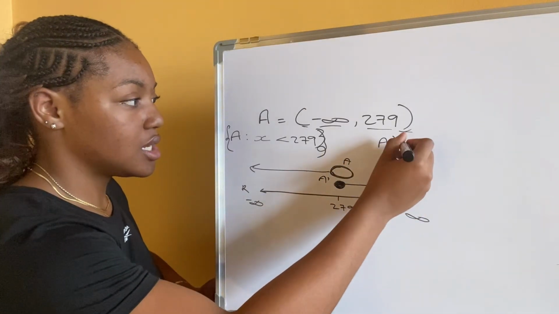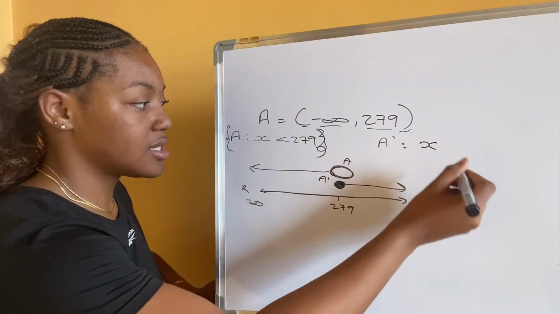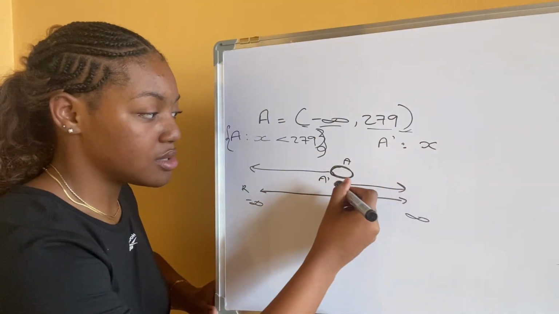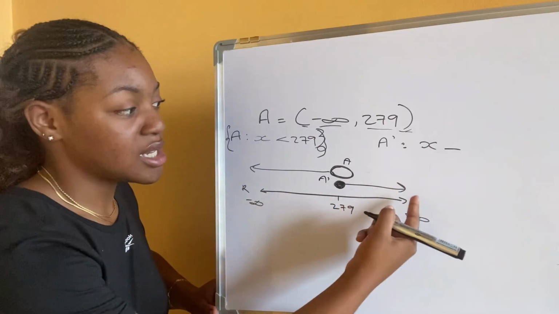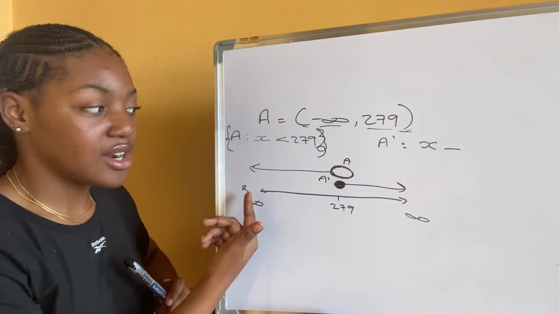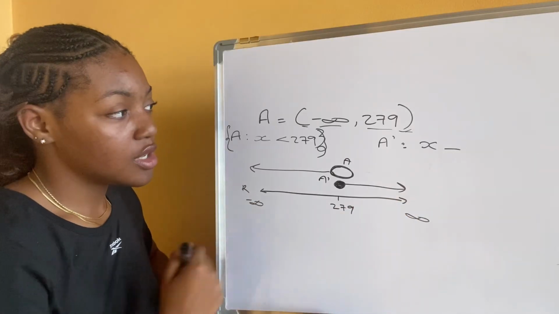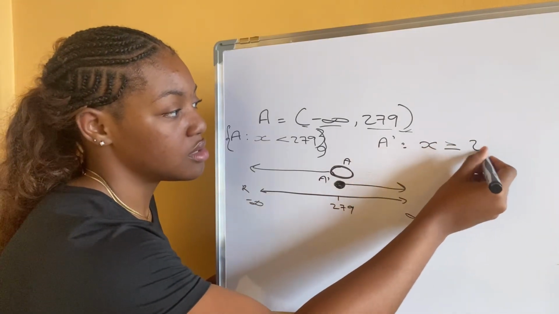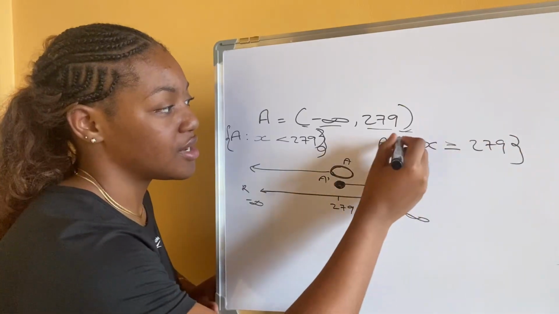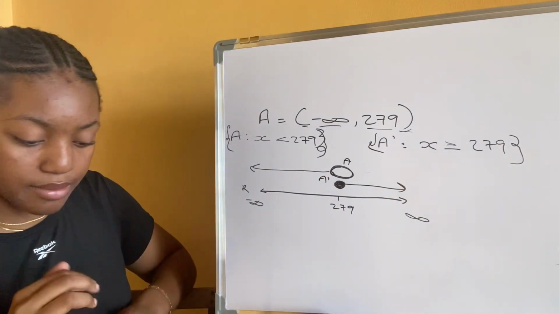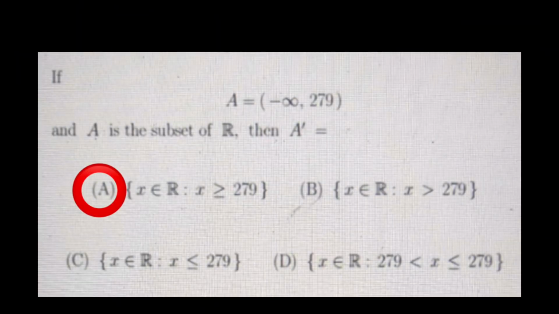So that would mean that x would be equal to, and it's going in the opposite direction. Since this is in the less than direction, this would be in the greater than direction. So x is greater than or equal to 279. And of course, that would be our answer. So what option has the answer? The option with the answer is option A.